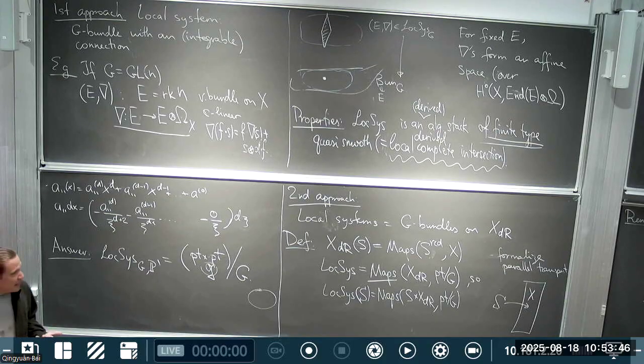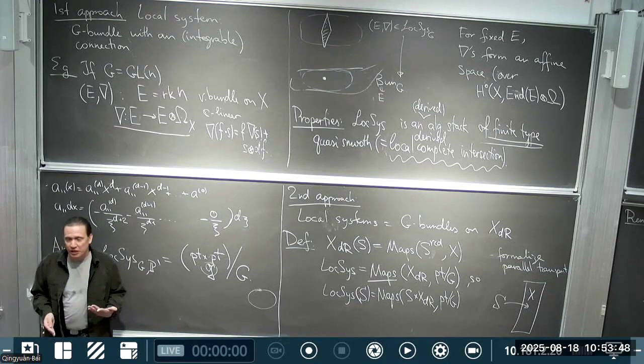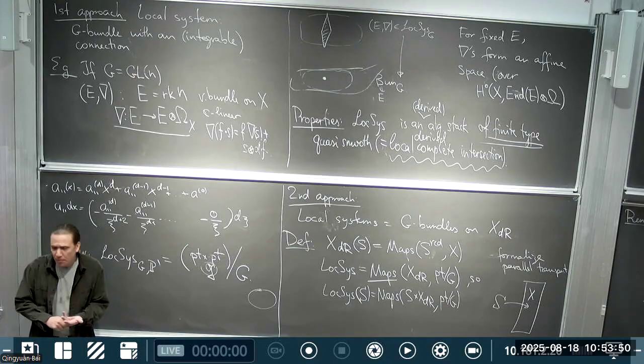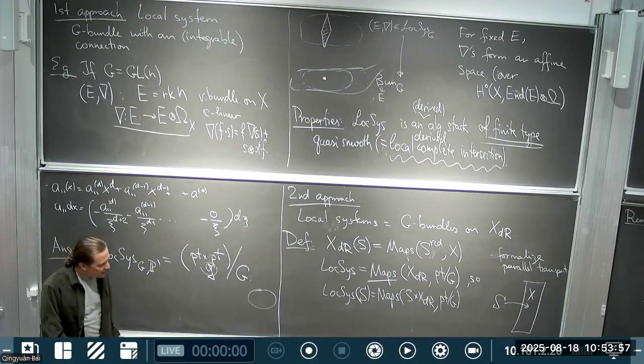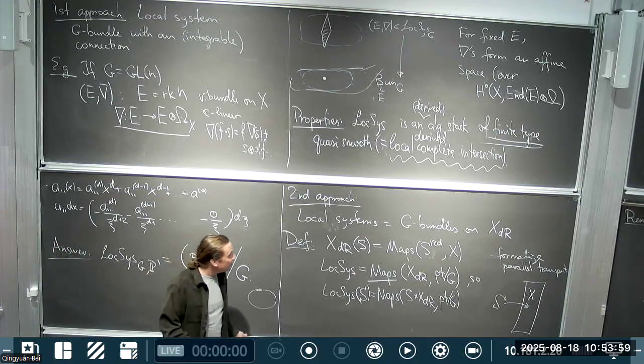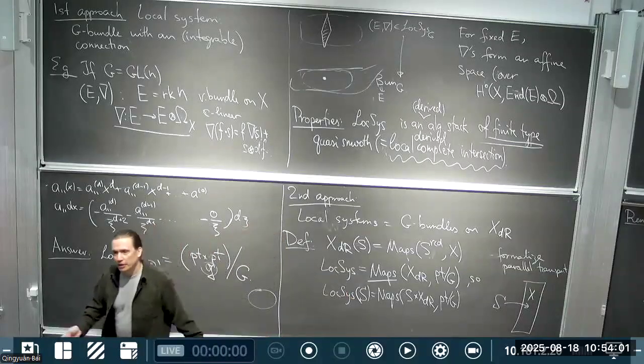And the idea is that a vector bundle on such a thing is the same as a bundle with connection. A G bundle on such a thing is the same as a G bundle with connection. A quasi-coherent sheaf on such a thing is the same as a D module.